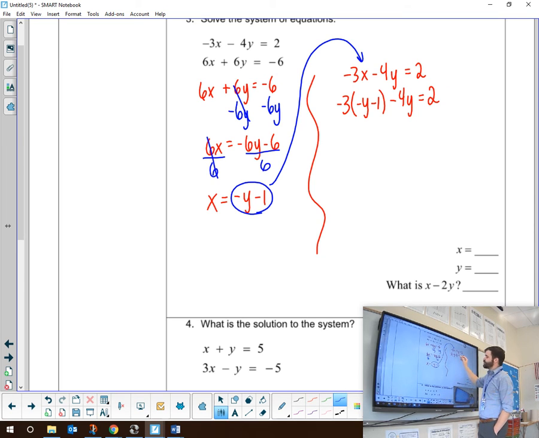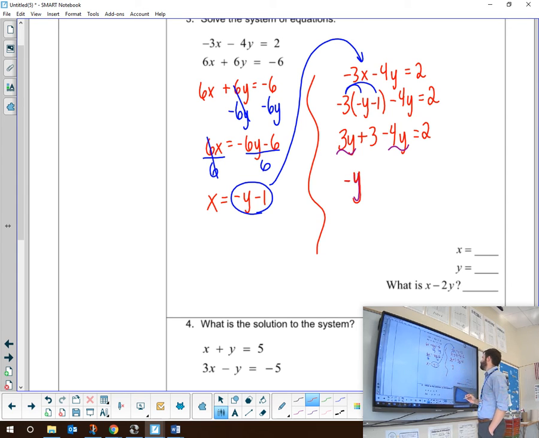So we start off by distributing. Clear out this parentheses. So we're going to distribute negative 3 times negative y and negative 3 times negative 1. So we're going to get a positive 3y. Negative 3 times negative 1 is a positive 3 minus 4y here equals 2. Okay, let's do two things at once again. All right, you're smart. We can do it. We're going to combine 3y and negative 4y together. Okay, so 3y and negative 4y, they are like terms, and it's going to make negative y.